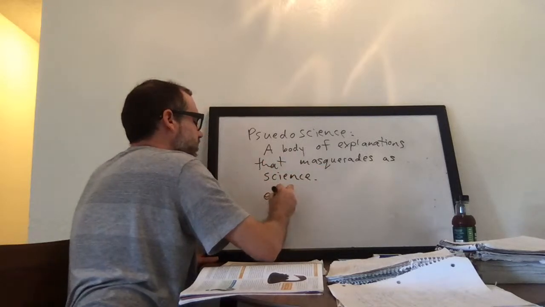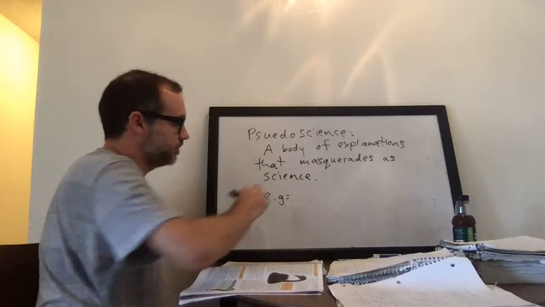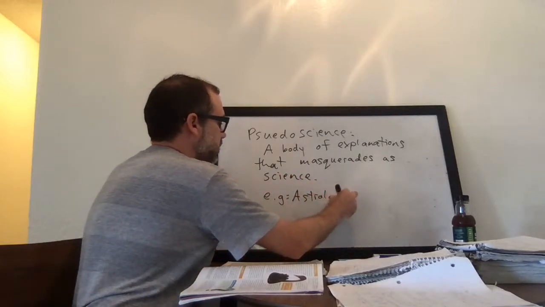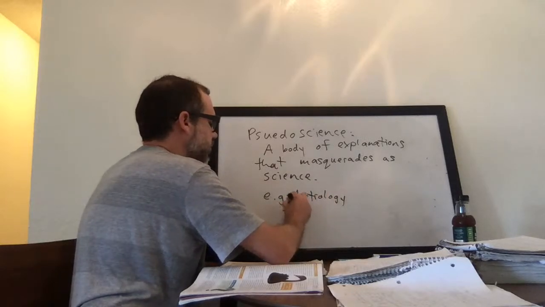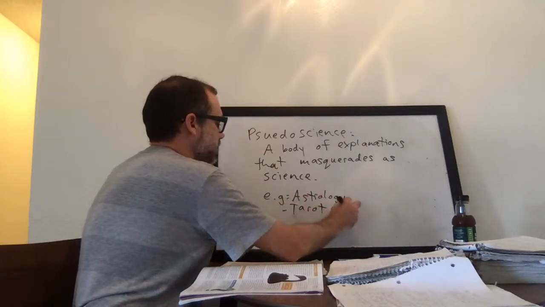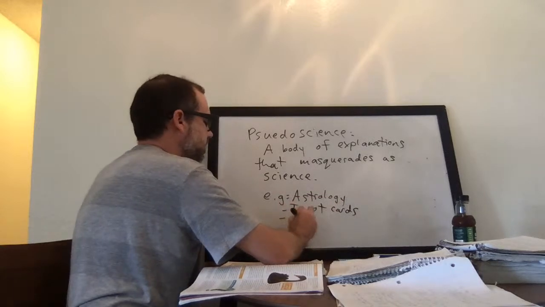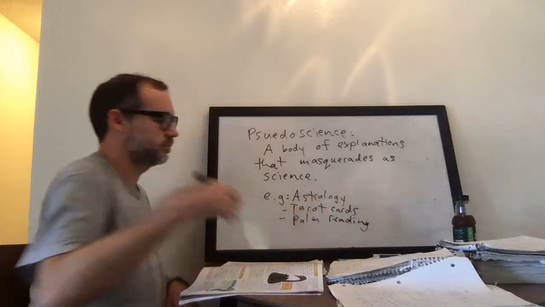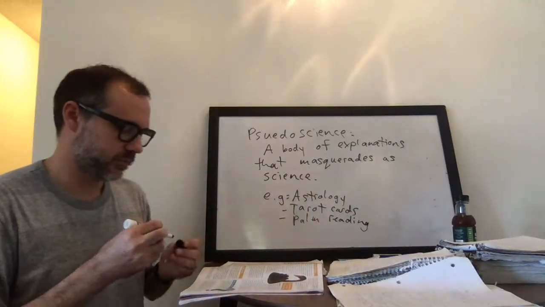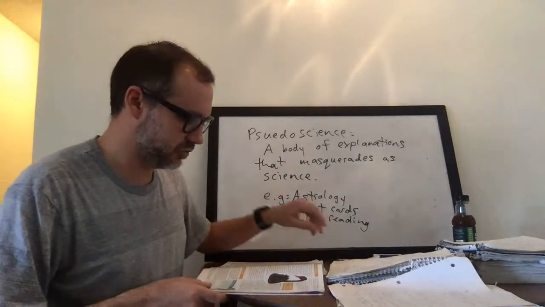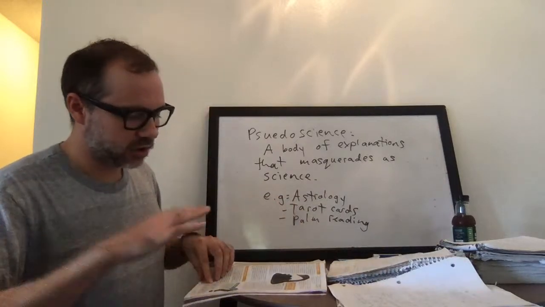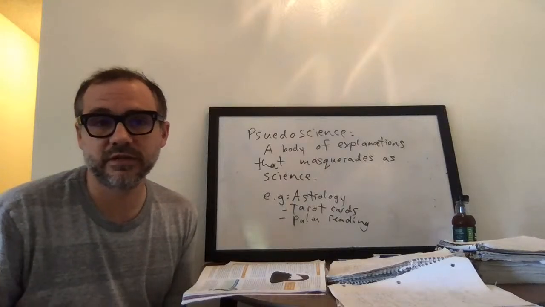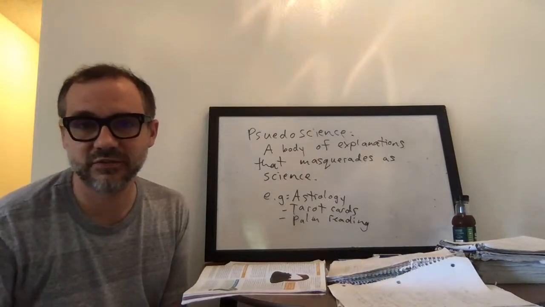And what are some examples of pseudoscience? Well, there's astrology, the horoscopes. There's tarot cards. There's palm reading, crystal ball gazing, the prophetic predictions of Nostradamus and stuff like that. All of that is totally pseudoscience. Numerology, the belief that numbers provide some type of occult insight into the way that things will play out.